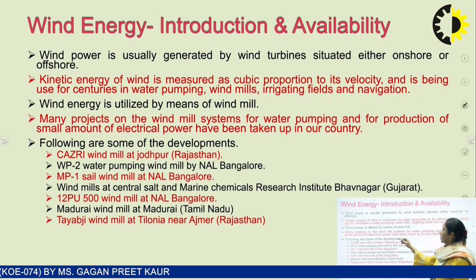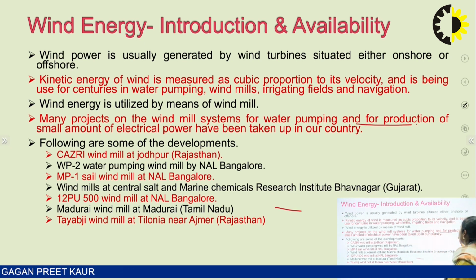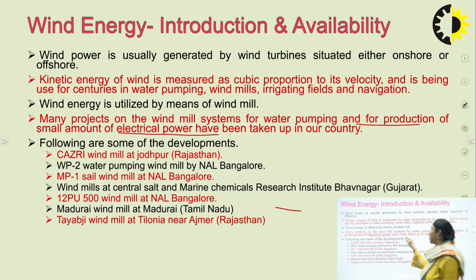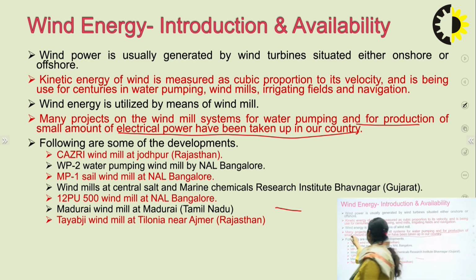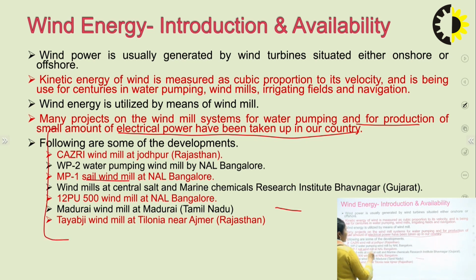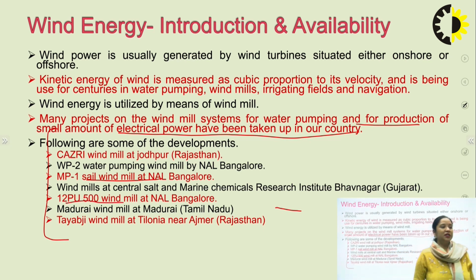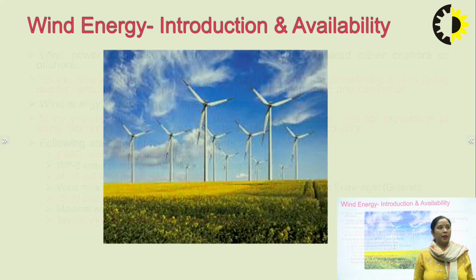Many projects on the windmill system for water pumping and production of small amounts of electrical power have been taken up in our country. The major developments you can see are like Kazri windmill at Jodhpur, MP1 sail mill at NAL Bangalore, 12 PU 500 windmill at NAL Bangalore, Tayabji windmill at Tiltonia near Ajmer. Wind energy, these are all windmills.